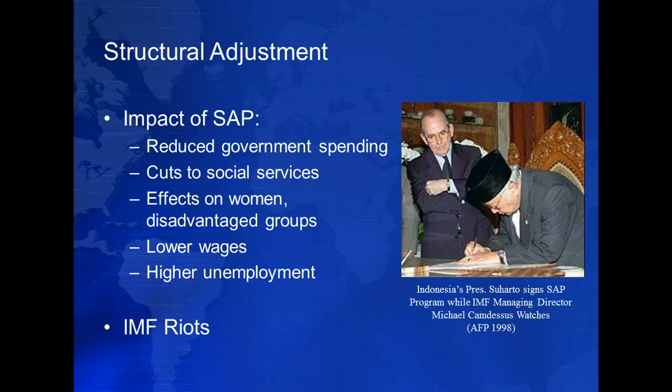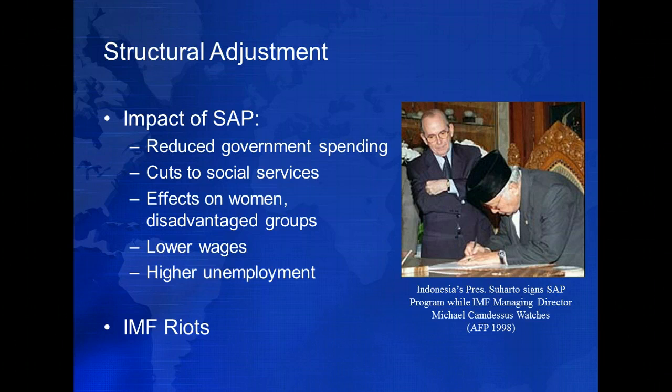SAPs and their successors have come under strong criticism. Many developing countries argue that they represent the wrong policies wrongly applied. As countries liberalized, they actually suffered declines in economic growth. Sharp cuts in government spending disproportionately affected women, children, and the poor, as traditional state functions like the provision of health care and education were eliminated or transferred to the private sector.